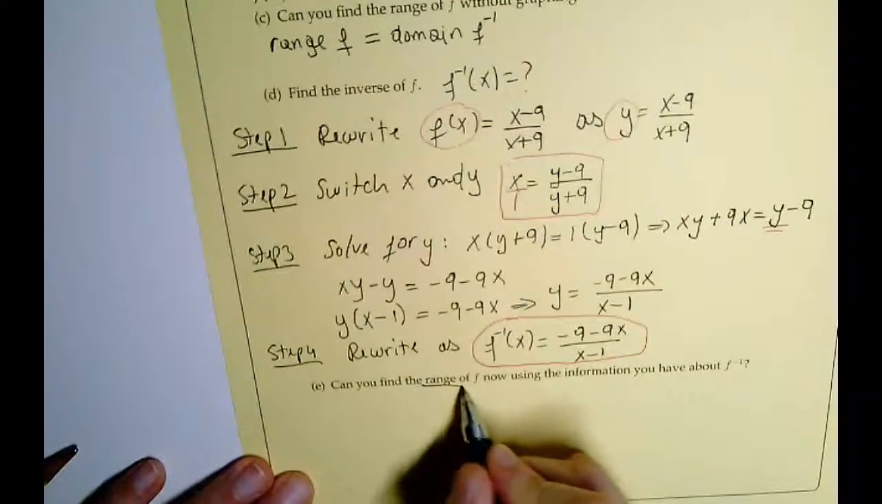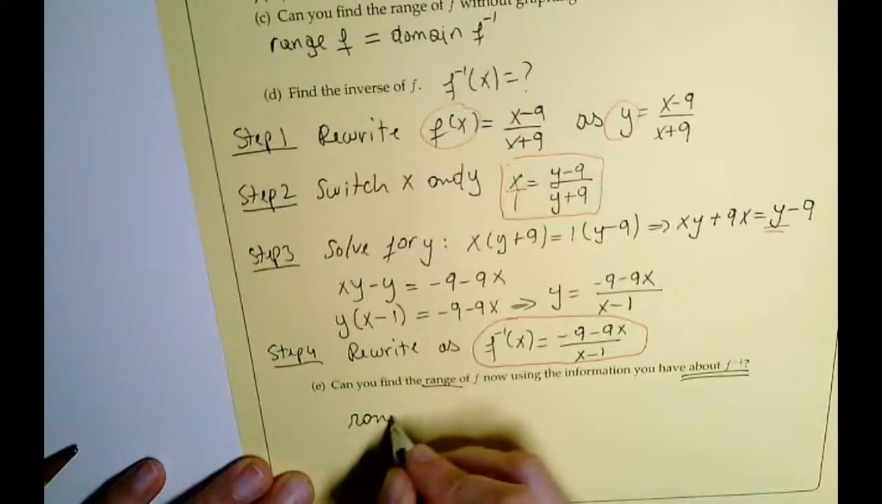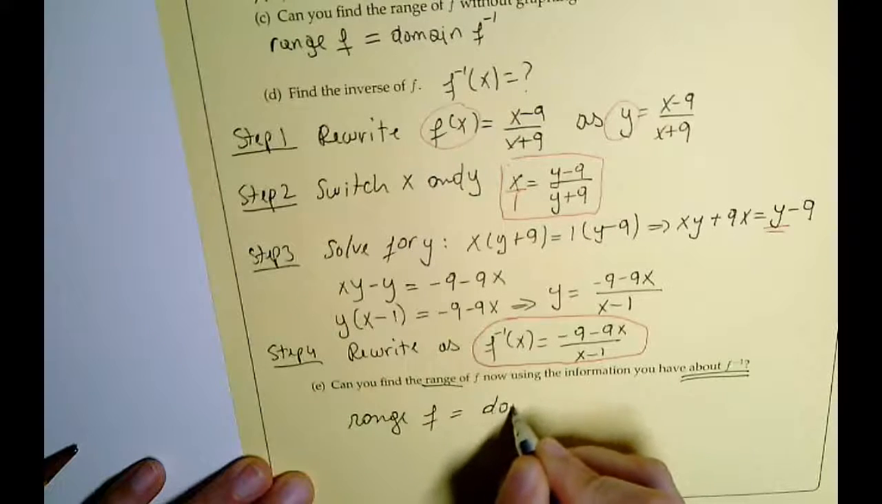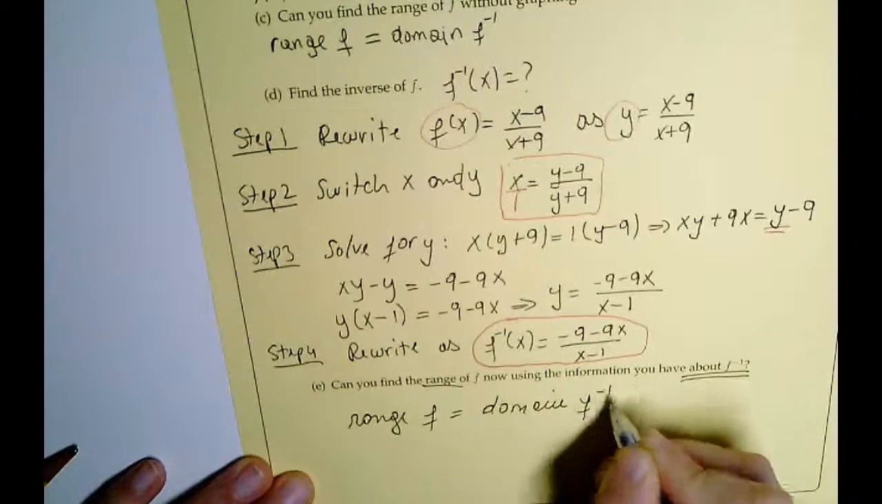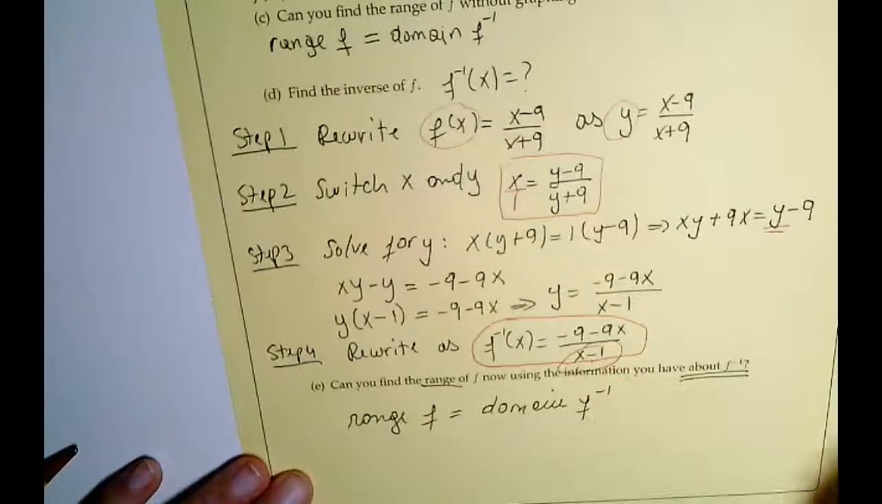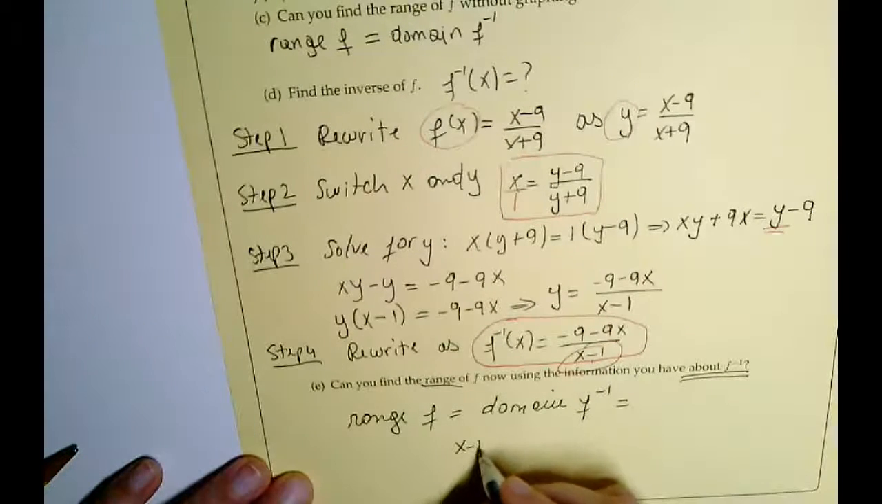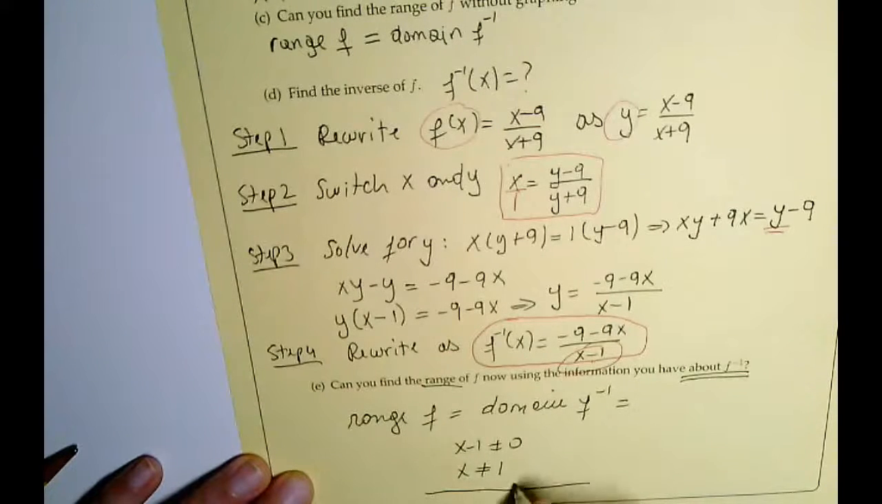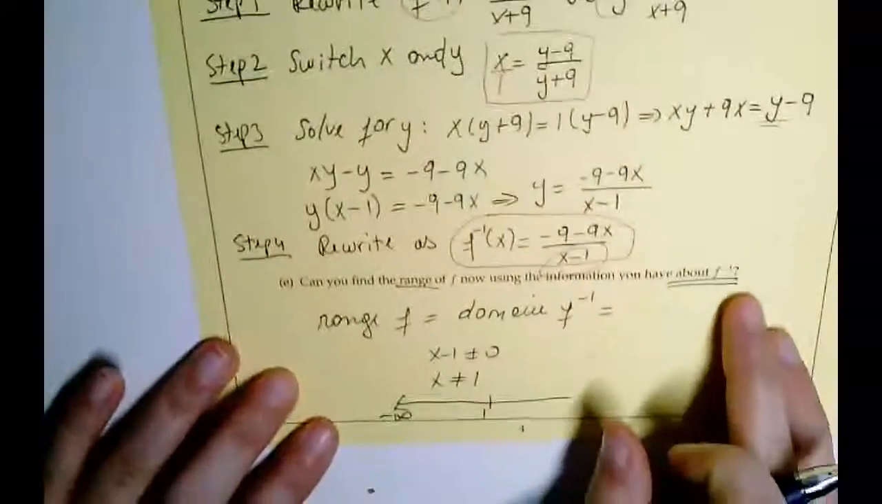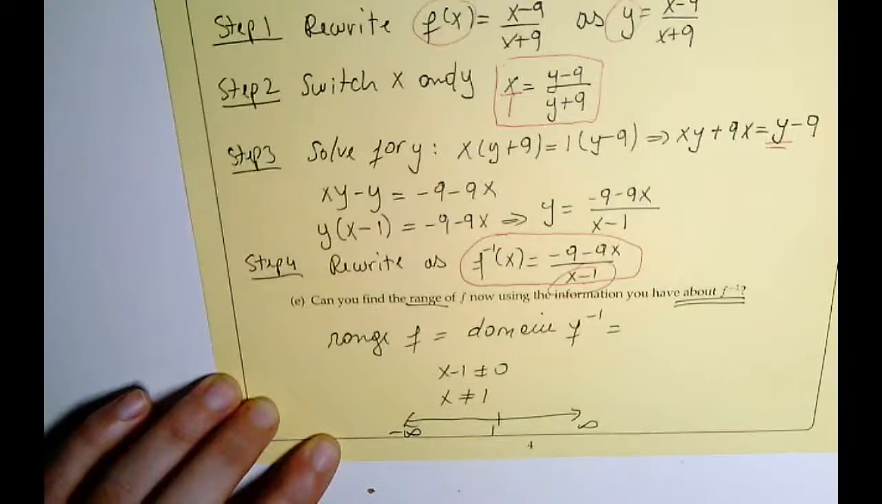Now, can you find the range of f using the information we have about f inverse? Yes, because the range of f equals the domain of f inverse. And if I look at f inverse, the domain is going to be everything but what makes the denominator 0. And what makes the denominator 0? Well, x minus 1 cannot be equal to 0, gives me that x cannot be equal to 1. So that means that the domain is going to be everything but 1.